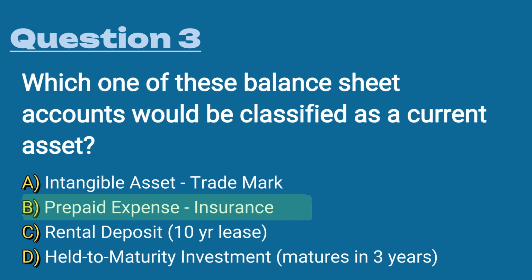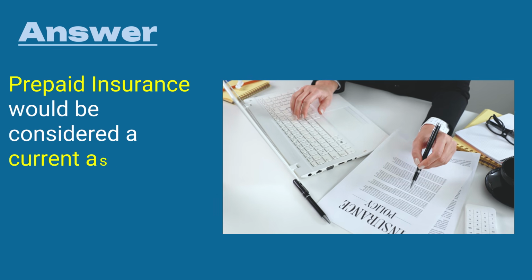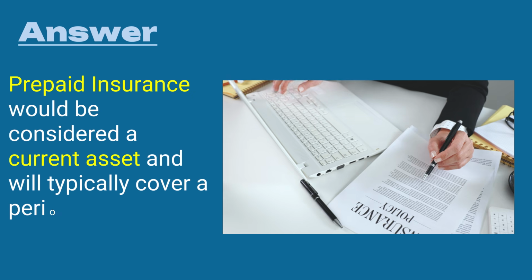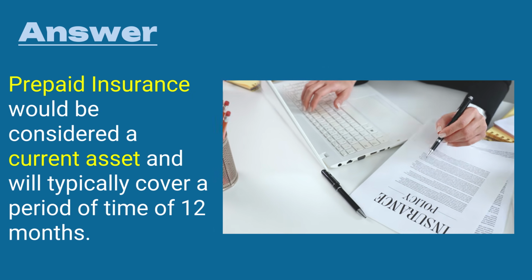The answer is B, prepaid expense, prepaid insurance. Prepaid insurance would be considered a current asset and will typically cover a period of time of 12 months. This will be classified as a current asset.